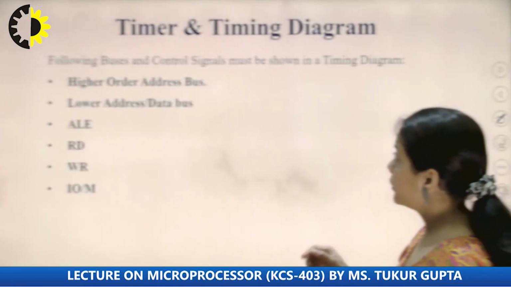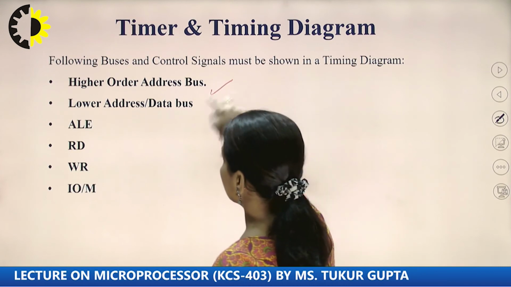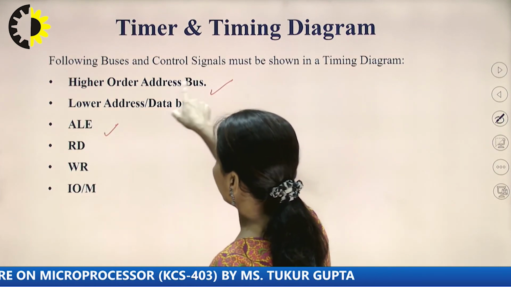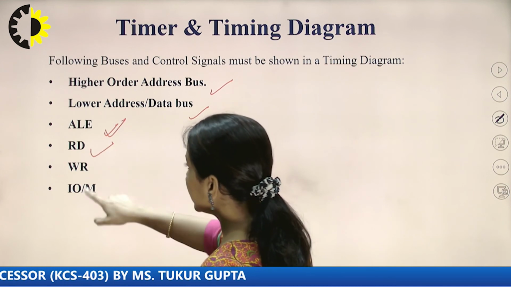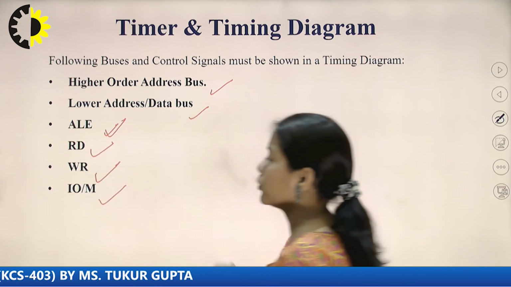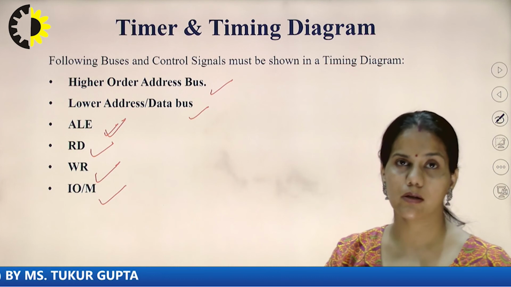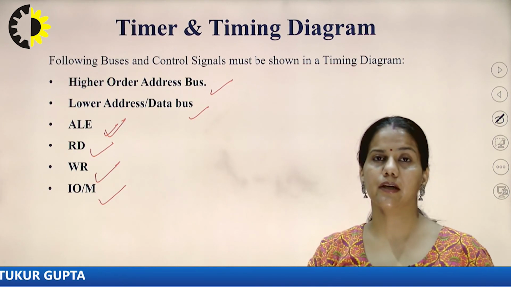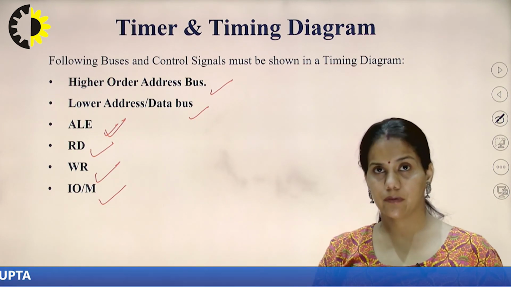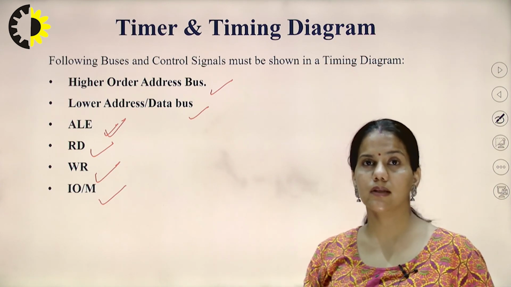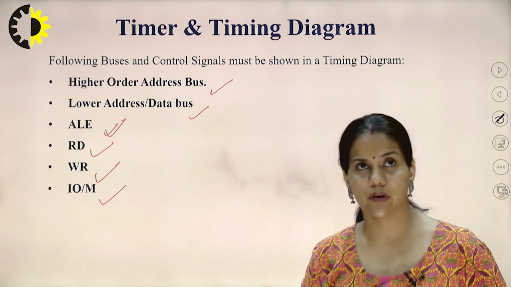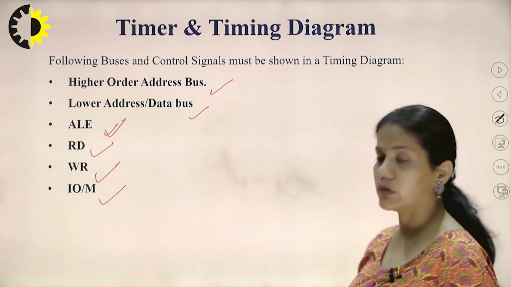When we talk about the timing diagrams, these are very important: higher order address bus, lower order address bus, ALE signal, read signal, write signal, IO/M-bar. These are all signals present in the 8085 chip, in the pin diagram; we can see all these lines. So these are very important while talking about the timing diagram.